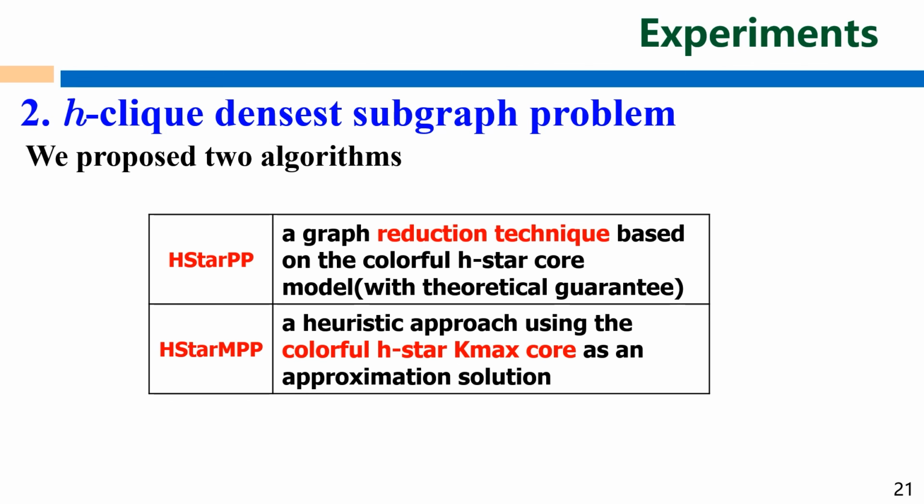For the edge-click densest subgraph problem, we implement 2 algorithms. First, H-star PP, a graph reduction technique based on the colorful H-star model. This is an approximation algorithm with theoretical guarantee. Second, H-star MMPP, a heuristic approach using the colorful H-star K-max score as an approximation solution. We compare our algorithms with 3 state-of-the-art approximation algorithms.